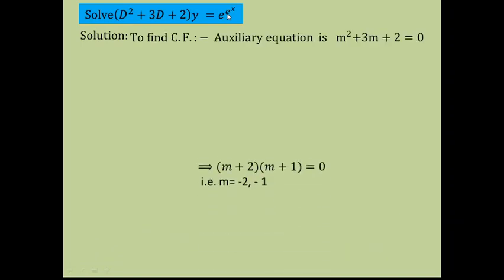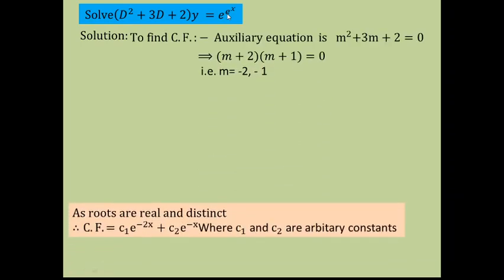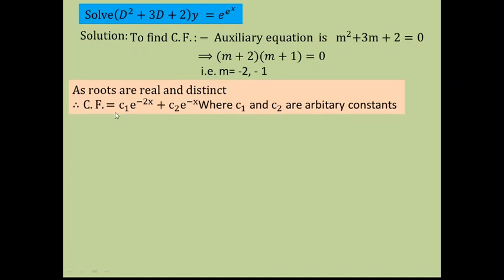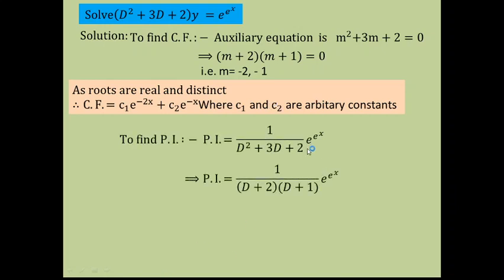So let's quickly first find out the complementary function. So we have the complementary function in this way. Now you can see that the particular integral is given by 1 upon d square plus 3d plus 2 operating on e raised to x as per definition. Now as per the requirement of general method, we need to factorize this f of d, function of d, into linear factors.